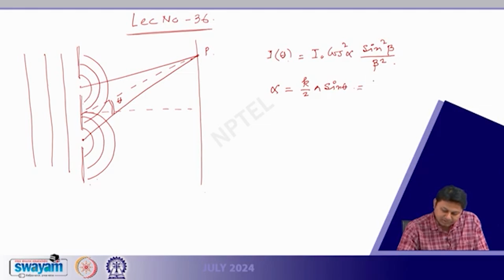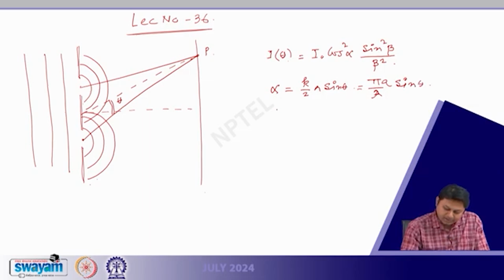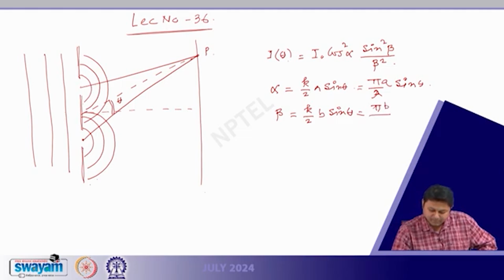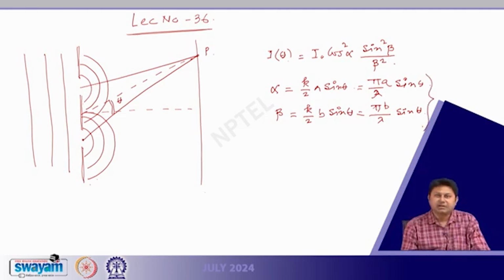Alpha is pi a divided by lambda, sin theta, that is, 2 pi a divided by lambda over 2 times sin theta, and beta was k by 2 b sin theta, which is pi b by lambda sin theta. So, by definition these are alpha and beta.